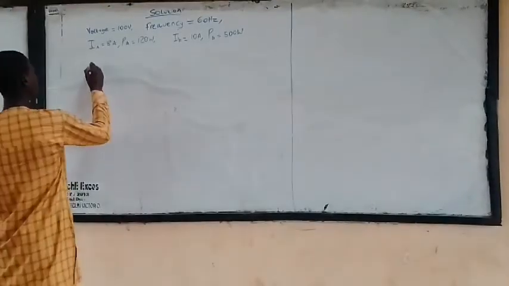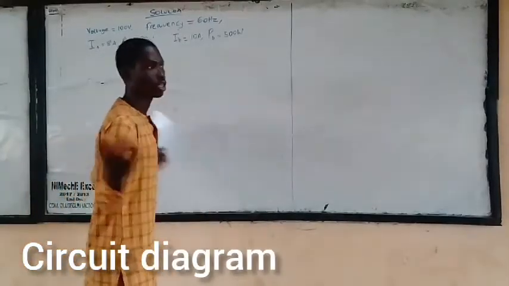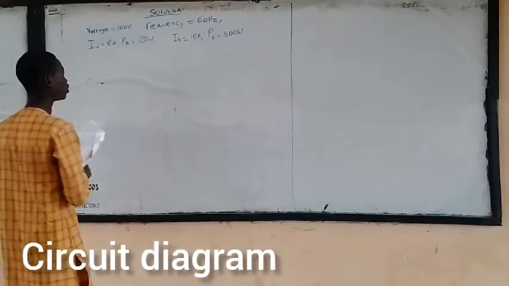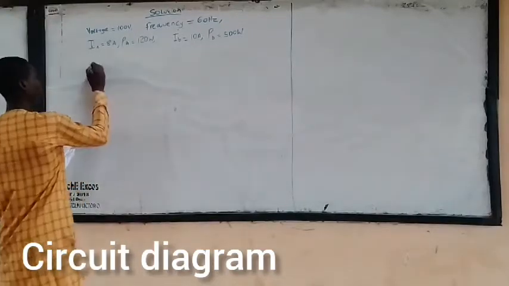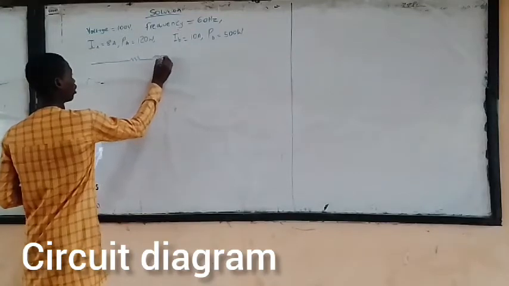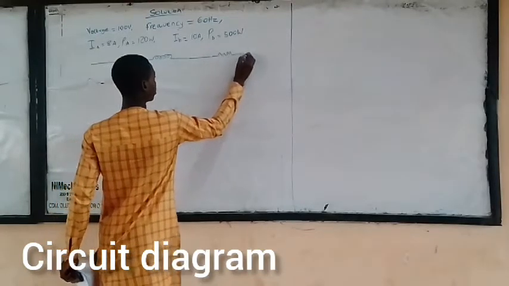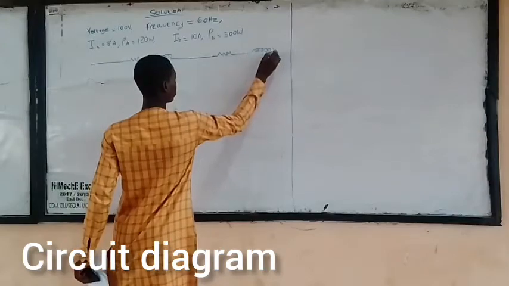Okay, now we're going to draw a circuit diagram for this. The question is going to show you how to draw a circuit diagram. First, we're going to draw a resistance, then the coil, then the resistance again, then the coil.